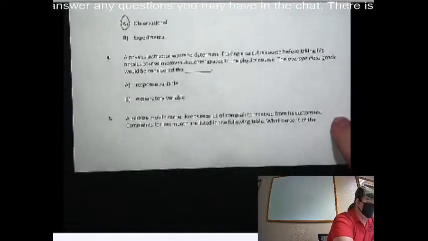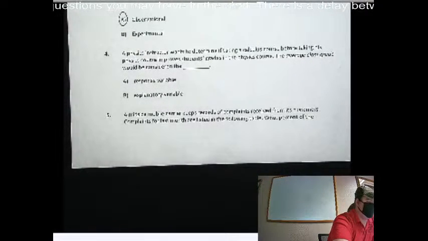Okay. A physics instructor wants to determine if taking a calculus course before taking his physics course improves students' grades in the physics course. The average class grade would be considered the what? Explanatory variable or response variable?